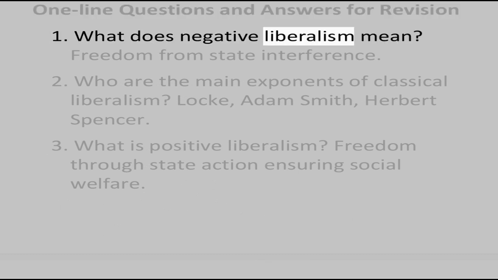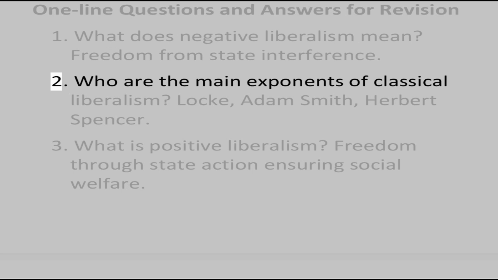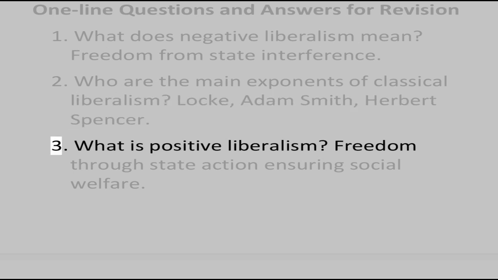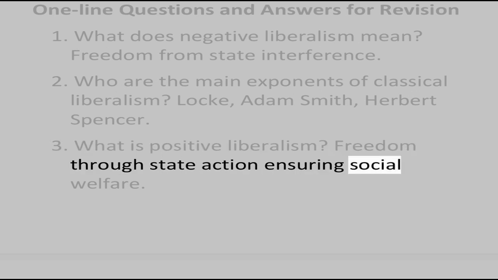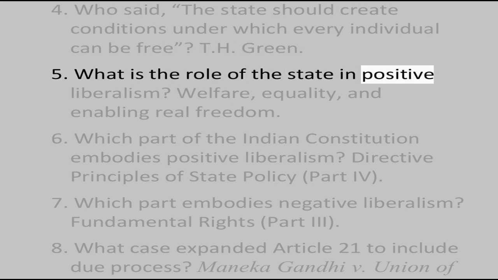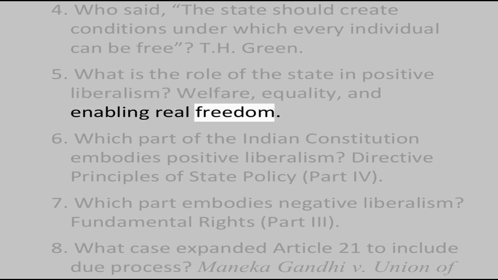1. What does negative liberalism mean? Freedom from state interference. 2. Who are the main exponents of classical liberalism? Locke, Adam Smith, Herbert Spencer. 3. What is positive liberalism? Freedom through state action ensuring social welfare. 4. Who said, the state should create conditions under which every individual can be free? T.H. Green. 5. What is the role of the state in positive liberalism? Welfare, equality, and enabling real freedom.